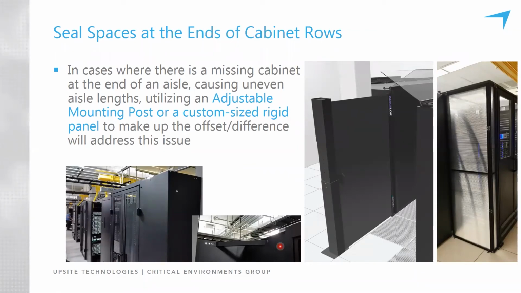In the larger picture in the middle, Upsite has a unique way of addressing this situation as well. This is called an adjustable mounting post. It's a rigid metal post that has a big steel plate that you can mount to the floor, and you can position this post to align the cabinet on the other side of the aisle, or whatever piece of equipment might be there. So now you've just created that common plane or alignment that you need to properly attach the doors and make them work.